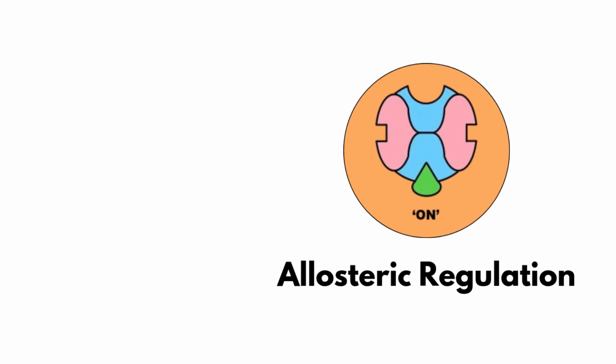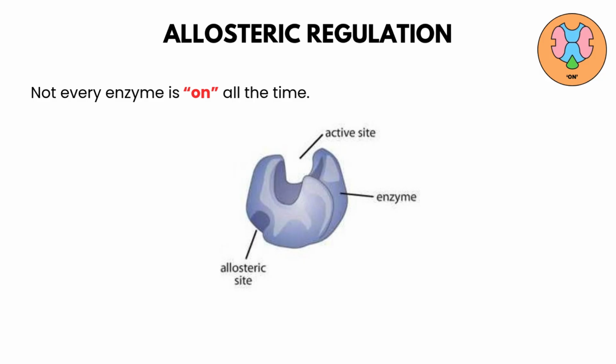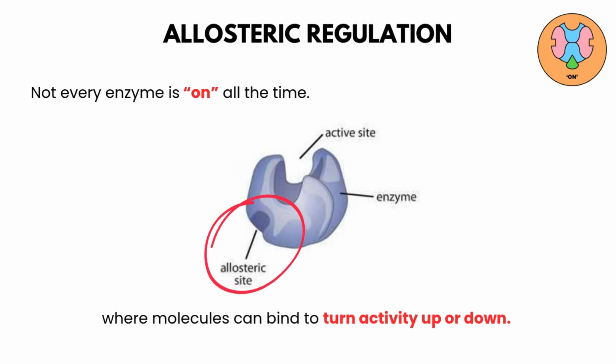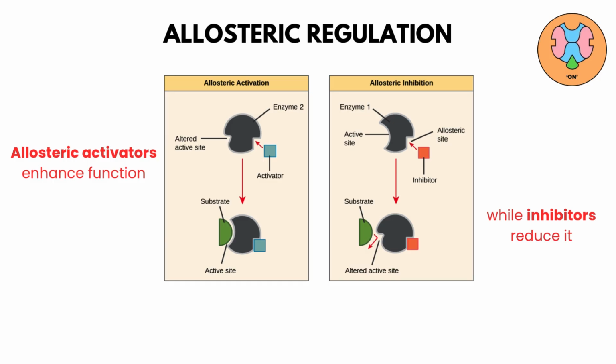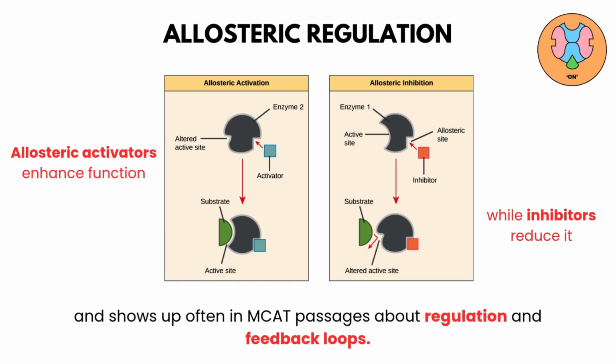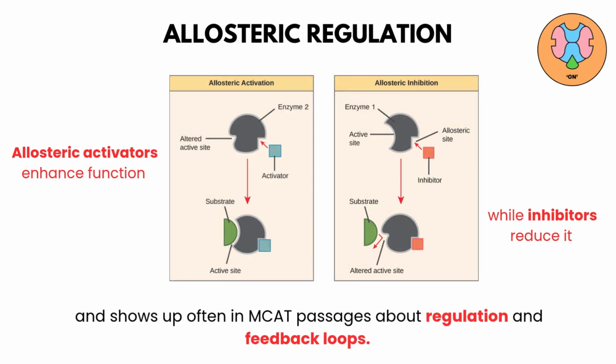Allosteric regulation. Not every enzyme is on all the time. Some have allosteric sites where molecules can bind to turn activity up or down. Allosteric activators enhance function, while inhibitors reduce it. This is crucial for metabolic pathways and shows up often in MCAT passages about regulation and feedback loops.